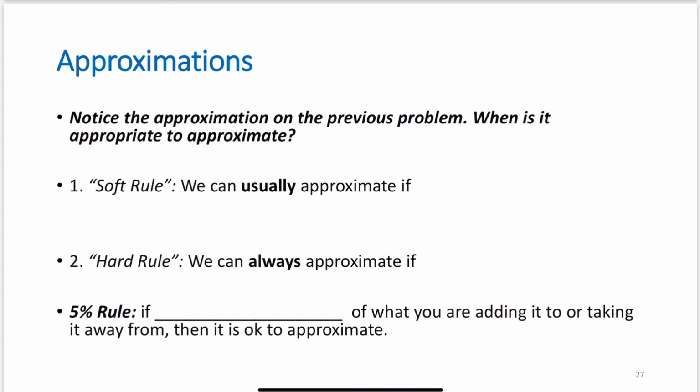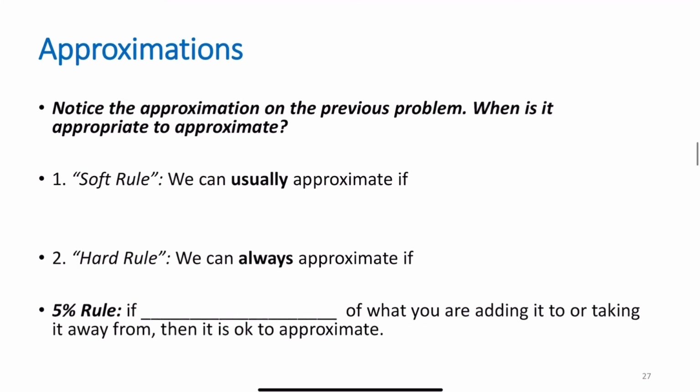So, for the approximation, we call this your 5% rule. Notice the approximation in the previous example. When is it appropriate to approximate? The soft rule we can use is that we can usually approximate if your Ka value is 10 to the minus fifth or smaller.